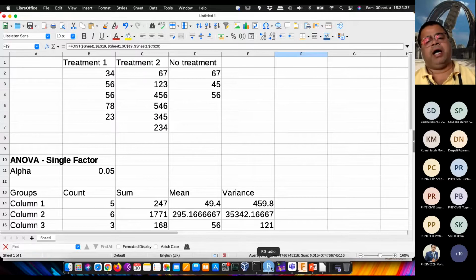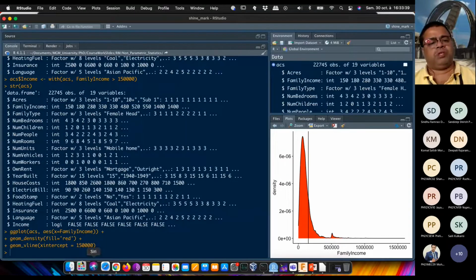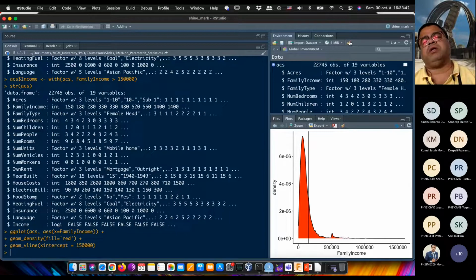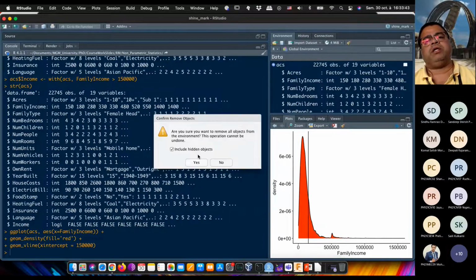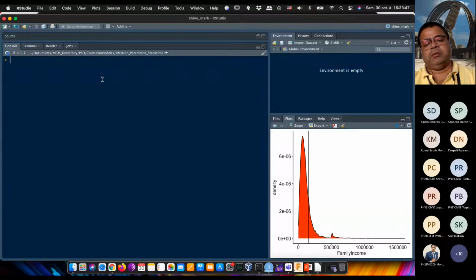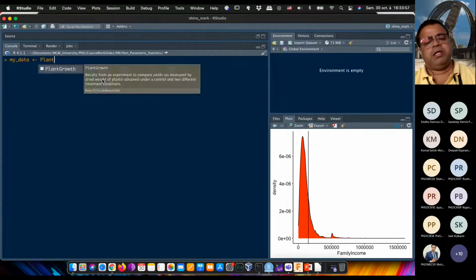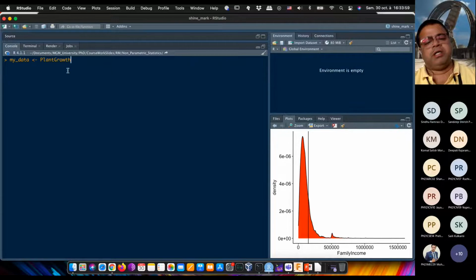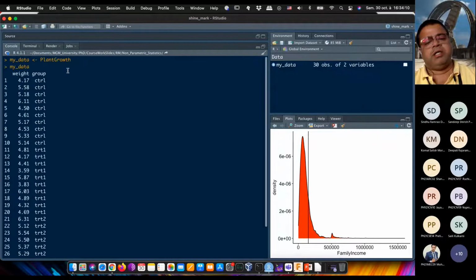But in R, if I have to do it, okay, let us do this, and I'm going to clean my data here. What I'm going to do is calculate my data. I am going to use a default data set which is available with R, which is called PlantGrowth. It has got 30 observations of two variables. If I just type my data, see, I have just taken my data, 30 observations of two variables. Can you see what is happening here?